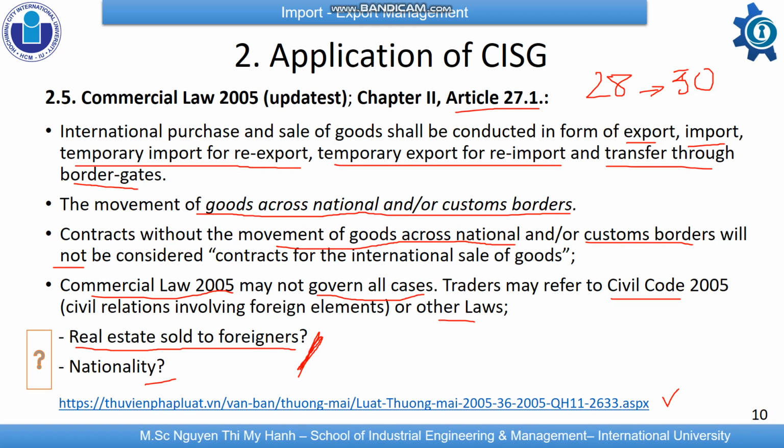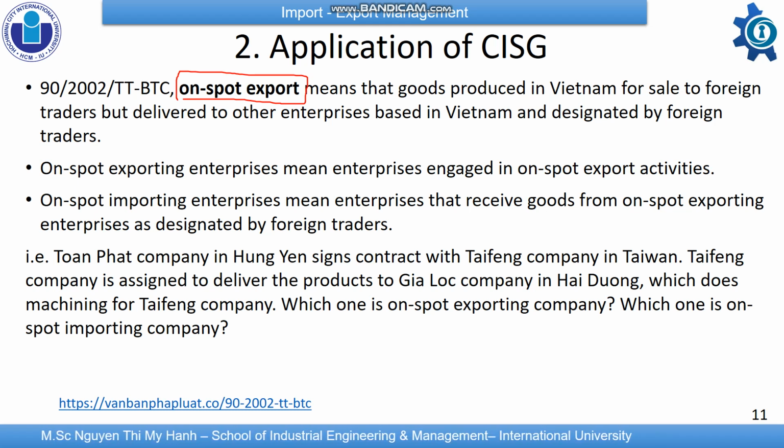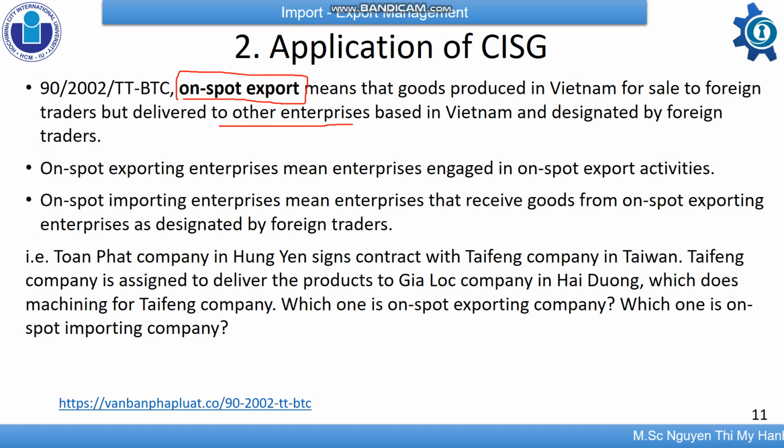And here we say that the CISG is only conducted when there is a movement of goods across the national or the custom borders. But we have another term for export, that is on-spot export. This one is a special exporting form. That is, the goods will be produced in Vietnam for sale to the foreign trader, but delivered to another enterprise based in Vietnam and designated by the foreign trader.